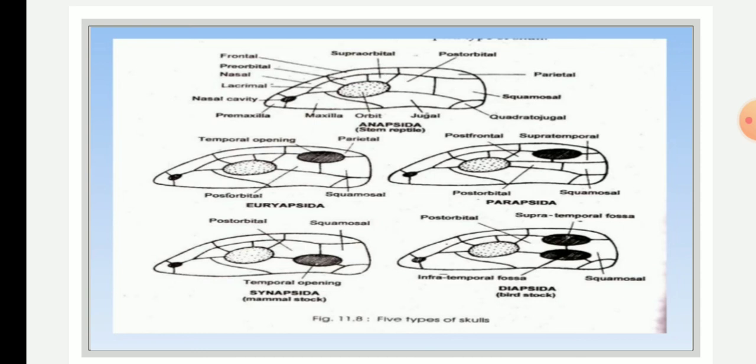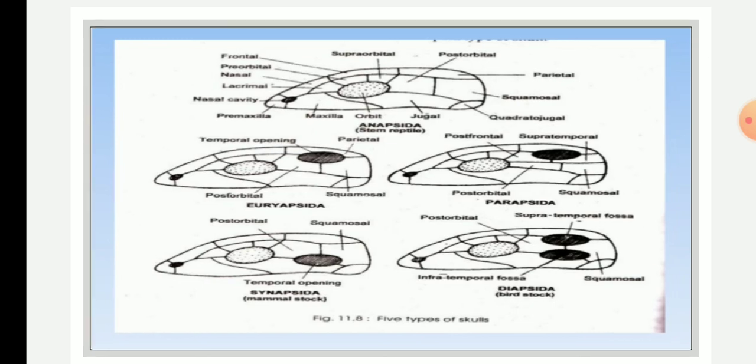Okay, whereas synapsids are also found. Synapsids have a fossa or fenestra which lies close to the base of the skull, so it is referred to as the infratemporal opening or fenestra. Whereas in diapsids two types of fenestrae are present, that is the supratemporal fossa and the infratemporal fossa.